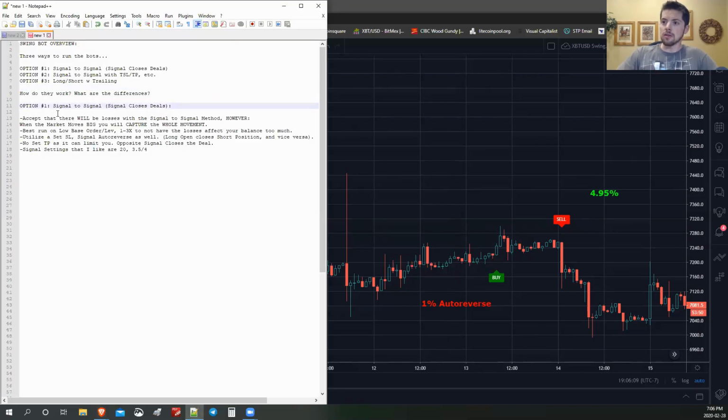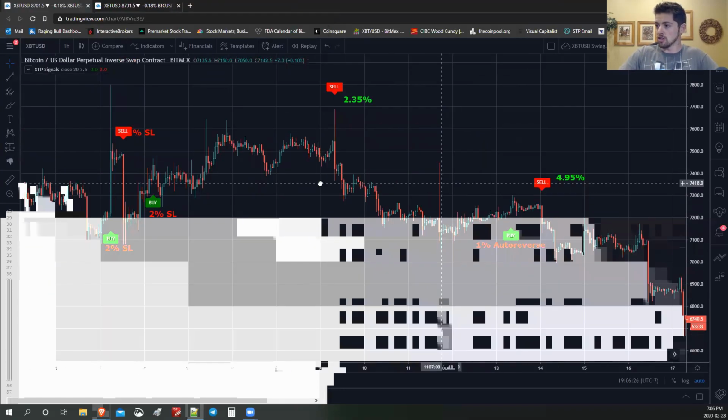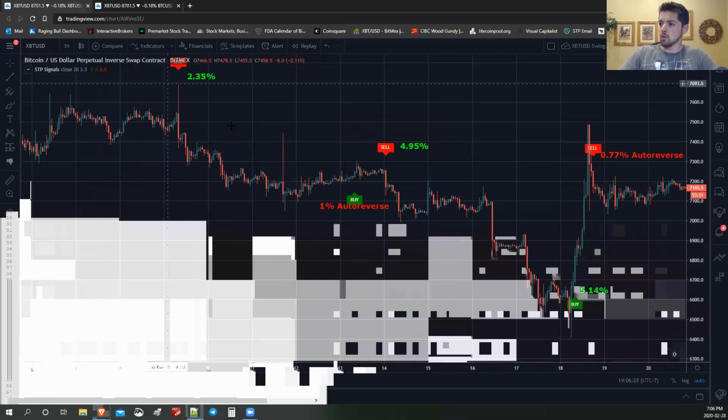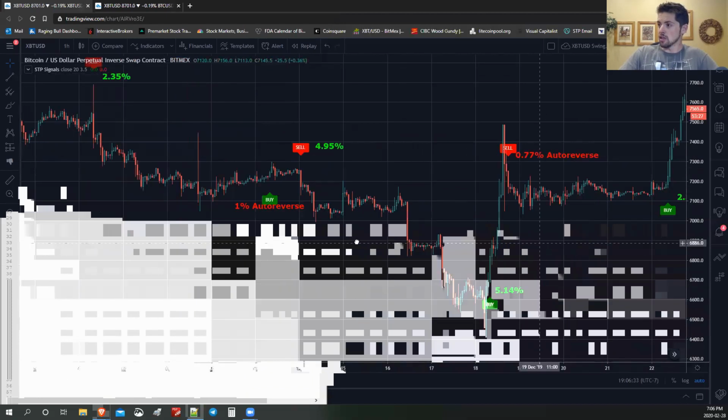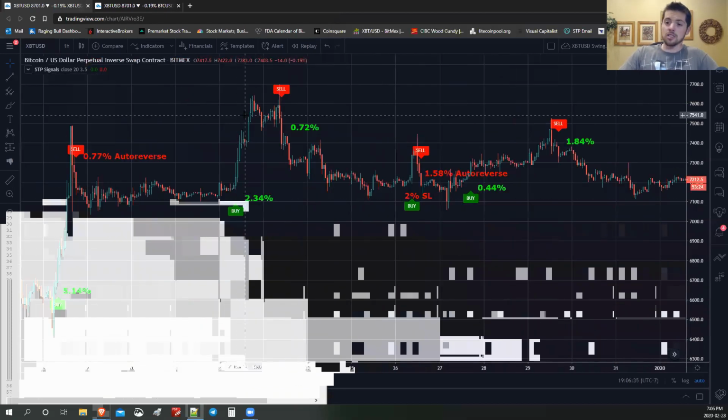So the signal to signal bot summed up basically is that you're going to have to accept that there will be losses with the signal to signal method. However, when the market moves big, you will capture that whole movement. So back to the chart here, let me just zoom out. Yeah, so that's a win. This is a loss. This one's a win. This one's a win here. You're going to lose here. Basically, you need a lot of volatility. You need a lot of trending movements for this to be profitable.